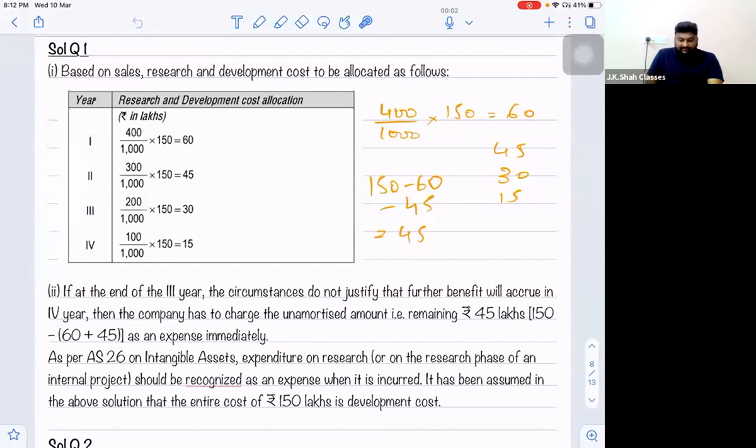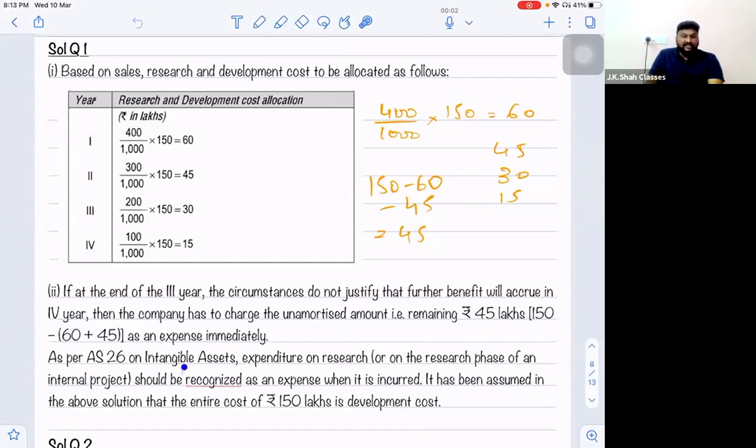Second part. If at the end of year 3, the circumstances do not justify that further benefit will accrue in year 4, means you don't have any future economic benefit in year 4, then the company has to charge the unamortized amount that is remaining, 45 lakhs. That is 150 lakhs minus 60 lakhs of amortization in the first year plus 45 in the second year. So the total is 105. So 150 minus 105, 45 lakhs is remaining, and that should be charged immediately as an expenditure. So here my second part solution ends.